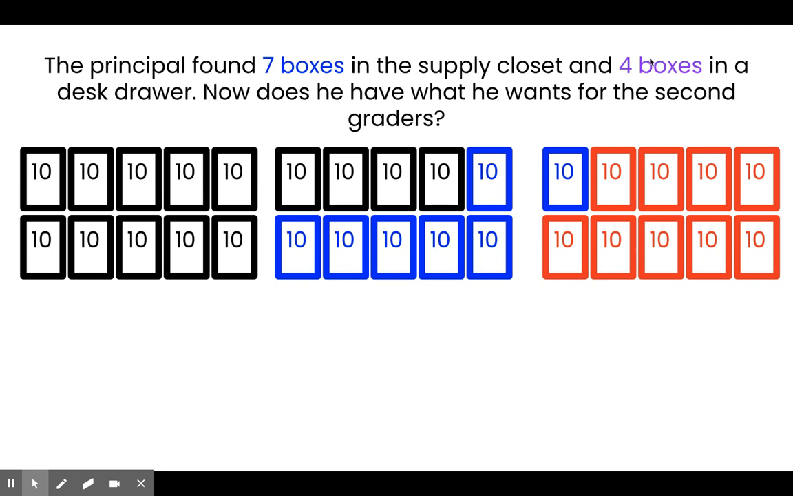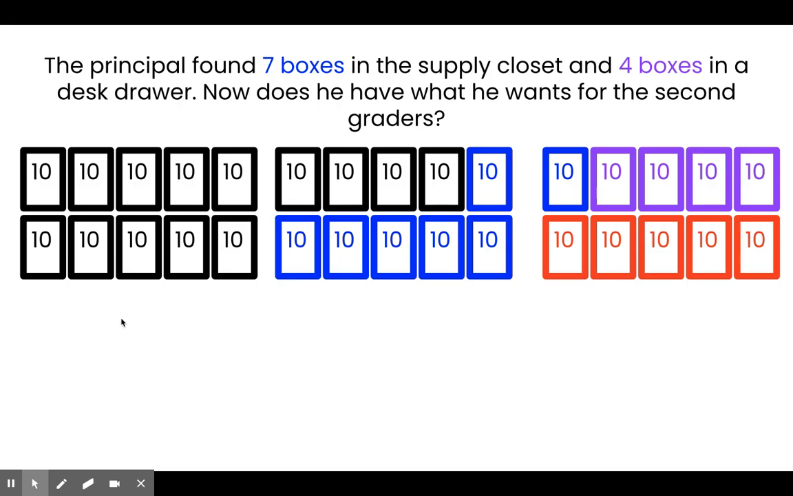But he also found an additional 4 boxes in a desk drawer. Let's add those 4 boxes now. Count out loud with me. 1, 2, 3, 4. There are the 4 additional boxes he found in the desk drawer. Now we have the 14 boxes in black that we started with, the 7 boxes in blue that he found in the supply closet, and 4 boxes in purple that he found in the desk drawer. How many total boxes does he have?